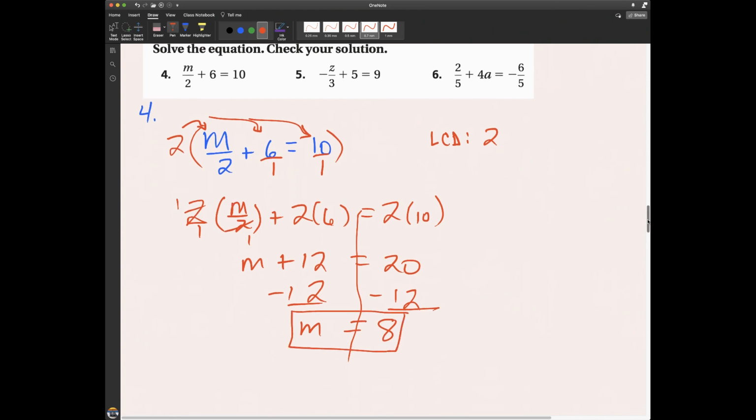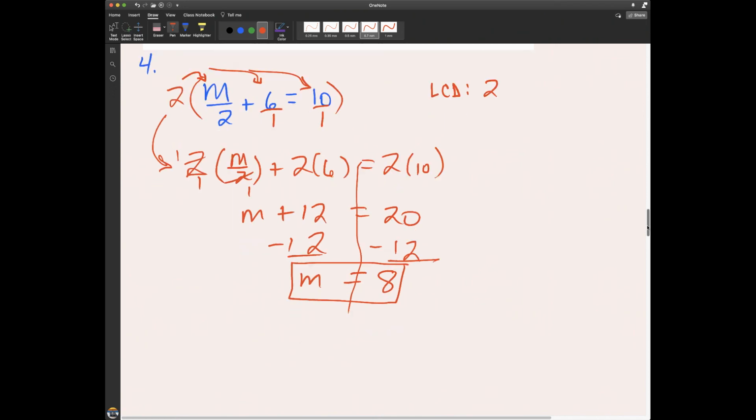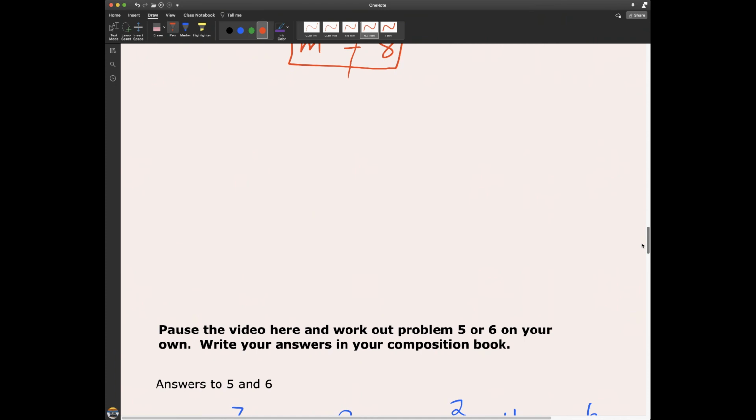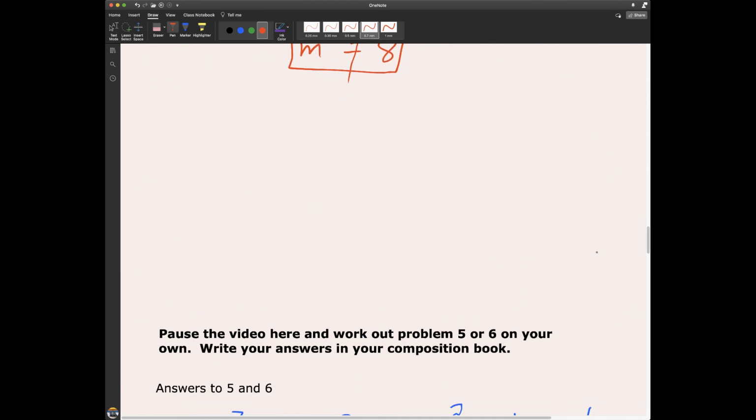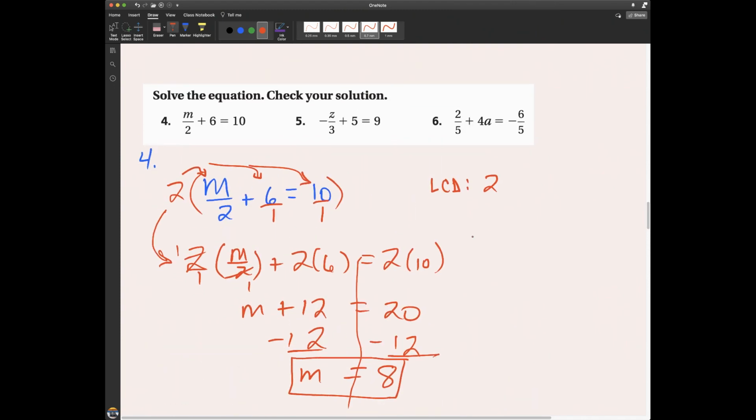Okay, so a little bit of work there, but notice I go from having fractions that I'm dealing with, and those fractions are gone now when I go from this step to this step. Okay, so it's a pretty useful tool. So I'm going to have you pause the video right now, and I want you to work out problems 5 and 6 in your composition book. And if you're watching Edpuzzle, the video will pause now.